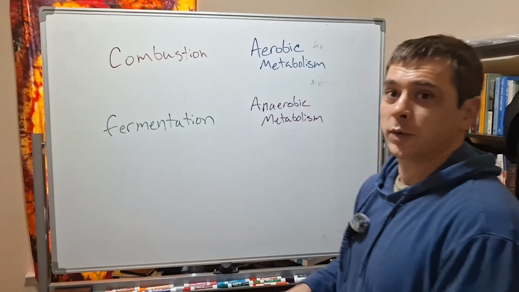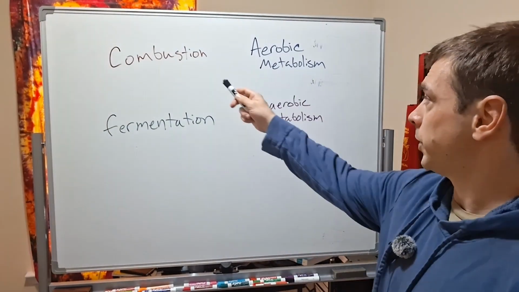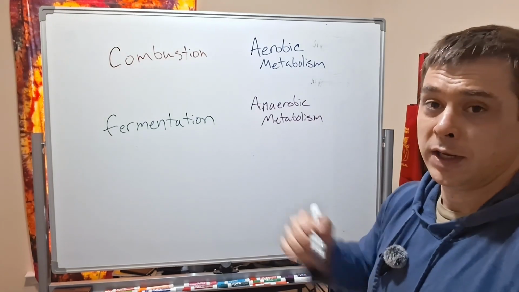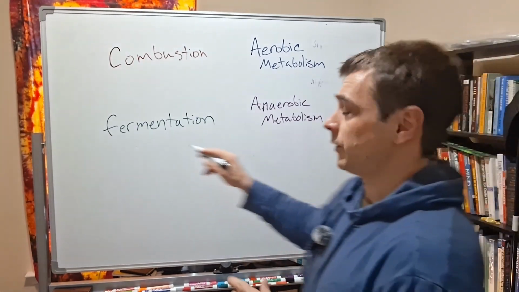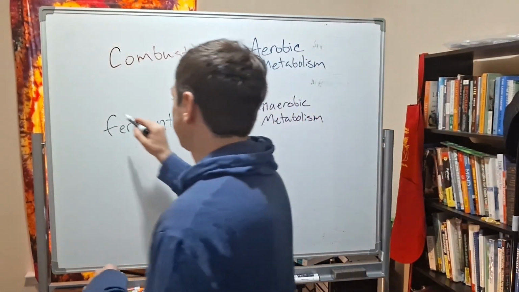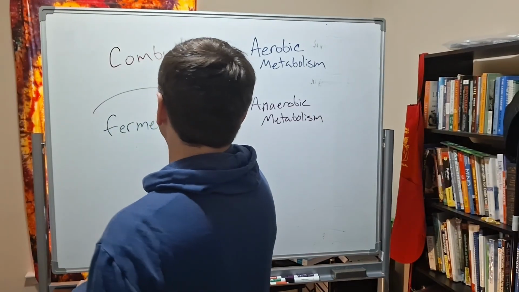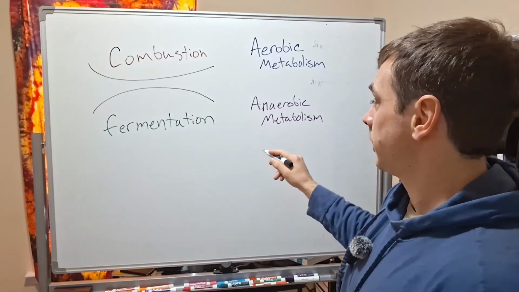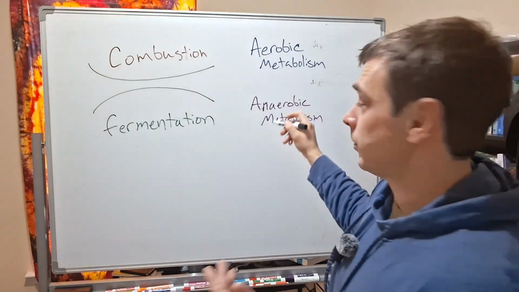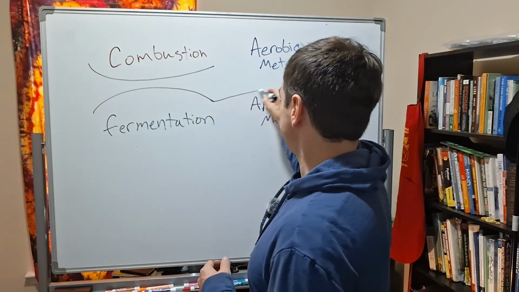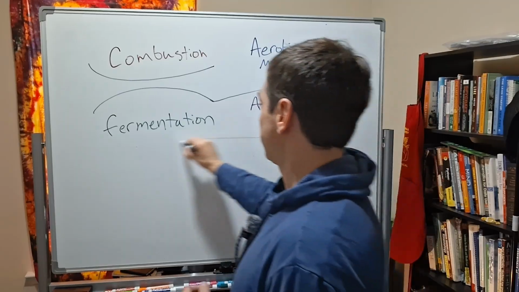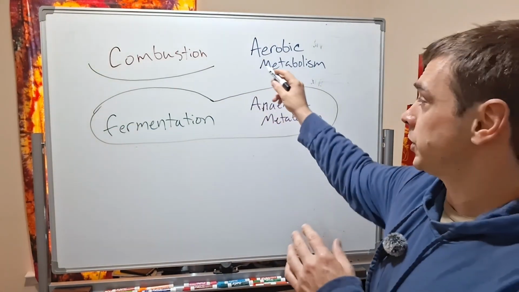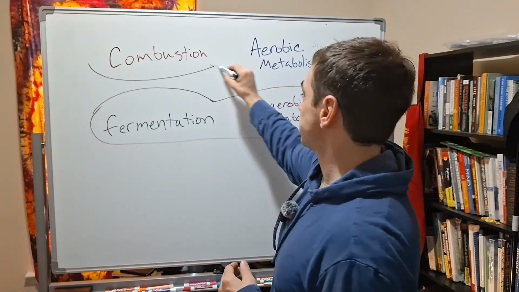All right, so we have our four constituents: combustion, aerobic metabolism, anaerobic metabolism, and fermentation. What we know is that fermentation and combustion are not the same thing, so we'll put a barrier. Fermentation and anaerobic metabolism are the same thing, or at least in this category of metabolism they are. According to this, combustion and aerobic metabolism are also supposed to be the same thing.